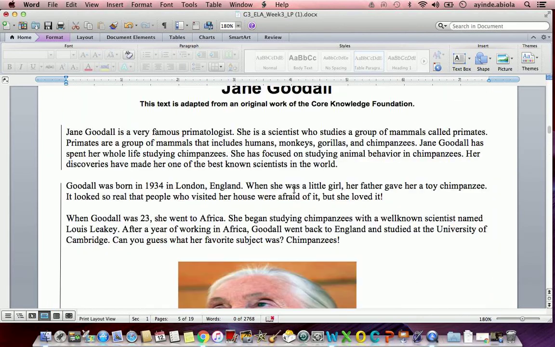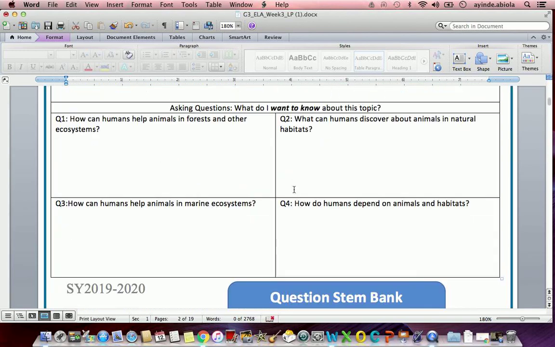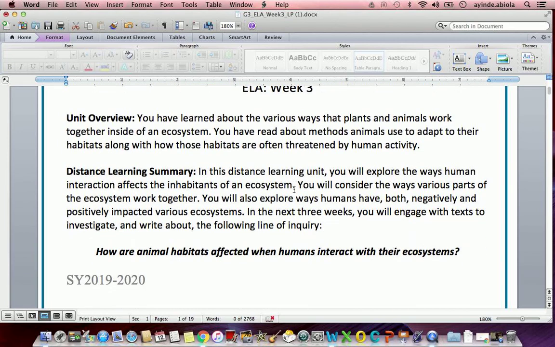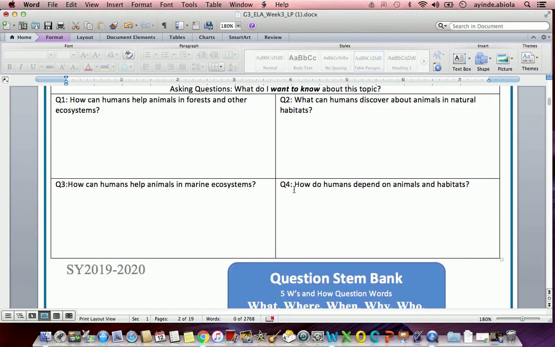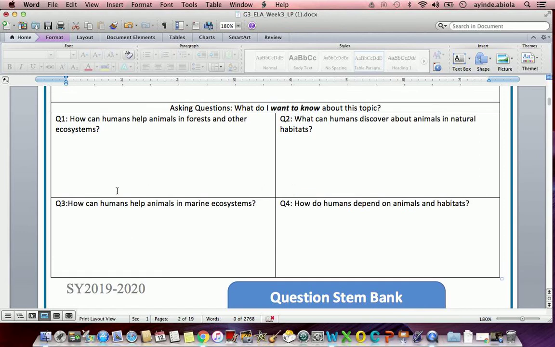We're going back up to the top to look at our questions from day one. And remember, just like our lesson today, if you don't have exactly what I have, it's okay. It is based on, in this case, what we want to know about the subject. Now, if you want to use my questions, you can, but you certainly do not have to. I have 4 questions. My Q1 question is, how can humans help animals in forests and other ecosystems?